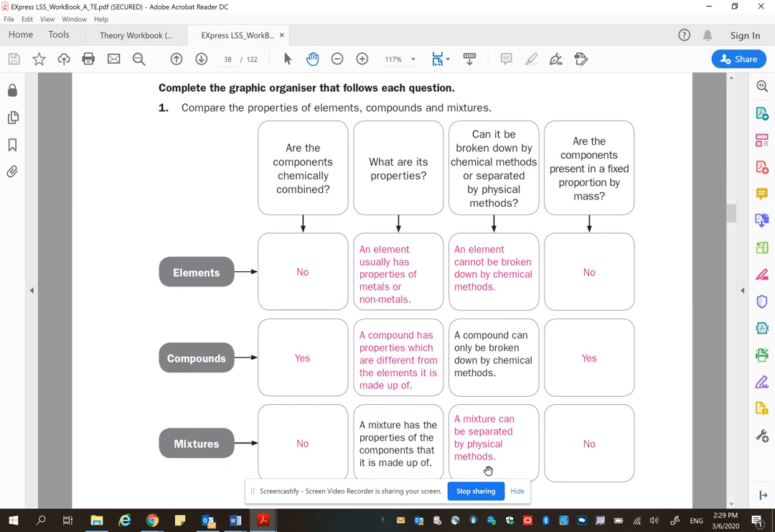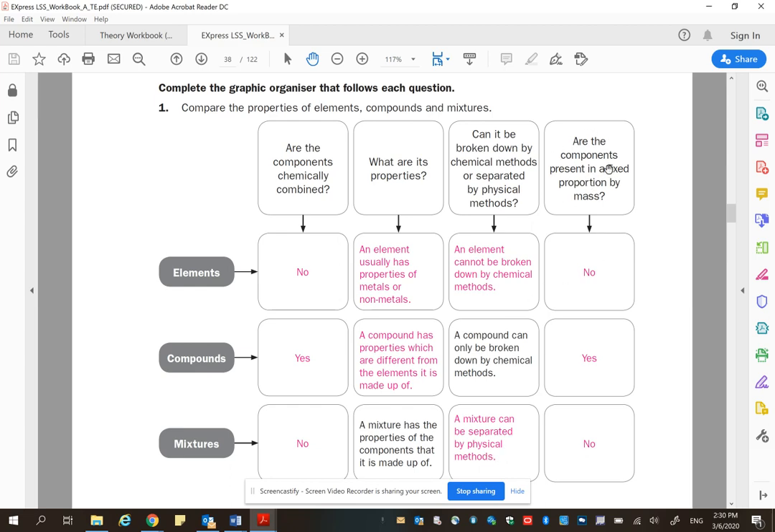And for mixture, you can easily separate it by physical method. For example, in the last practical we had a mixture of salt and water, or a mixture of sand and water. We can separate sand from water using filter paper, using filtration. Same thing as spaghetti and water. I can separate the two of them easily using the strainer. So this is the thing about mixtures, that you can easily separate them by physical method.